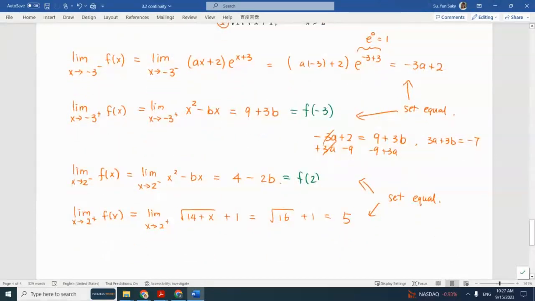Okay, so if you set them equal, what do you get? 4 minus 2b equals 5. Layla, can you solve for b?